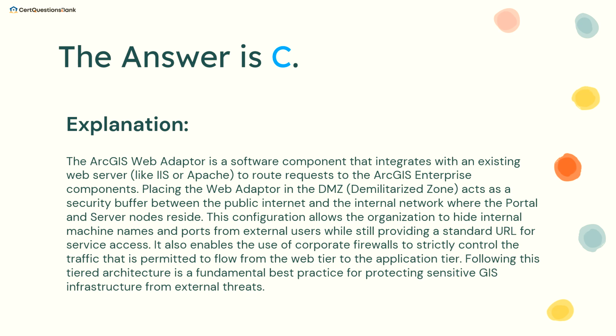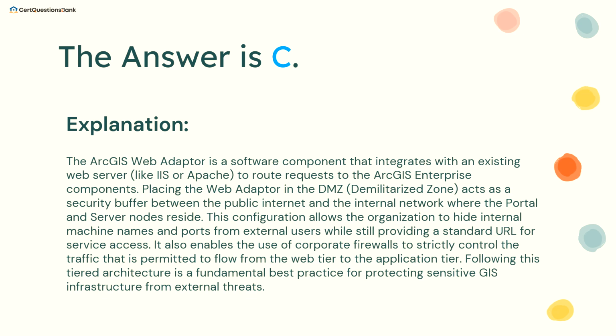The ArcGIS Web Adapter is a software component that integrates with an existing web server, like IIS or Apache, to route requests to the ArcGIS Enterprise components. Placing the web adapter in the DMZ, demilitarized zone, acts as a security buffer between the public Internet and the internal network where the portal and server nodes reside.